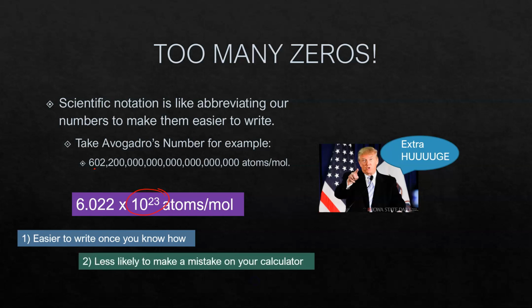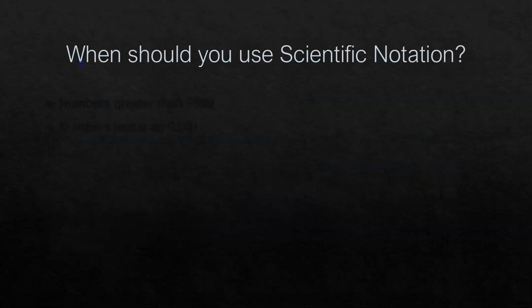And it makes it so you're far less likely to make a mistake on your calculator because we're going to use these numbers in calculations. If you're having to put 20 some odd zeros, there's a high chance that you're going to put one too many or one too few zeros, or one or two too many, and mess up your entire calculation. But if you know how to do scientific notation properly, and on your calculator properly, you're less likely to make those mistakes. So that's why we need to do it.